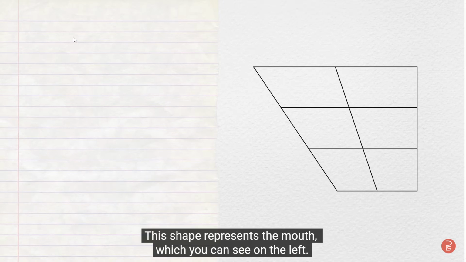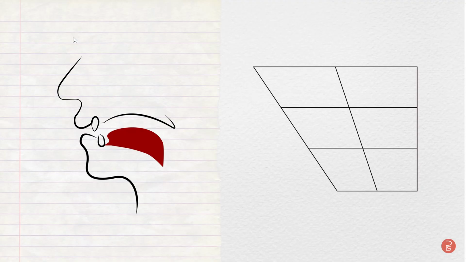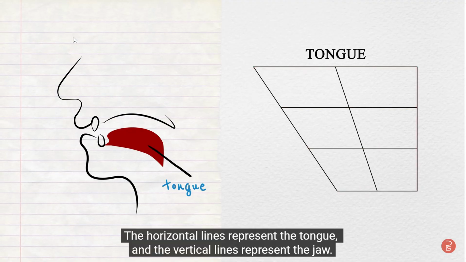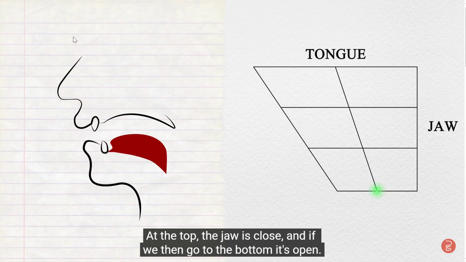This shape represents the mouth, which you can see on the left. The horizontal lines represent the tongue, and the vertical lines represent the jaw. At the top, the jaw is close, and if we then go to the bottom, it's open.